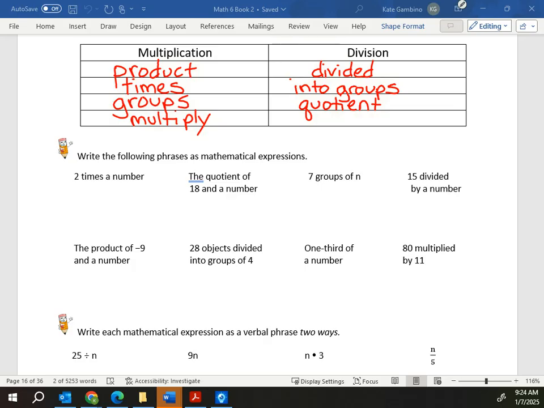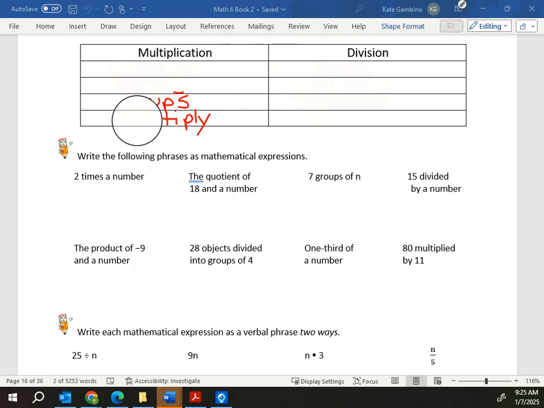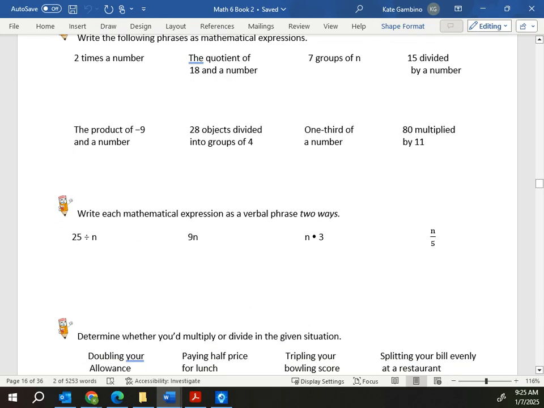So let's look down at our first section. It says, write the following phrases as mathematical expressions. There's only one answer for these, just like with addition and subtraction. But when we get down to the bottom section, it says, write each mathematical expression as a verbal phrase. This time it says 2 ways, so we're going to write 2 different verbal phrases that mean the same thing. If we look at that first one, 2 times a number, what might that look like?